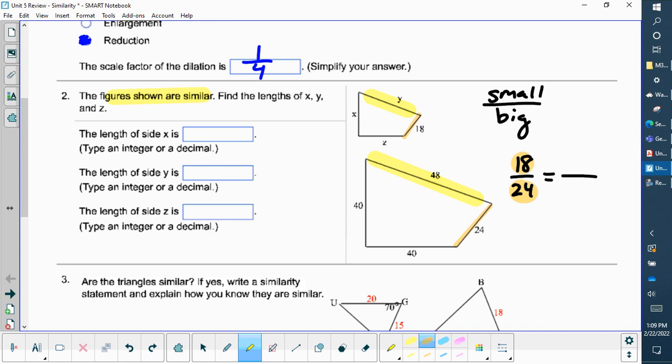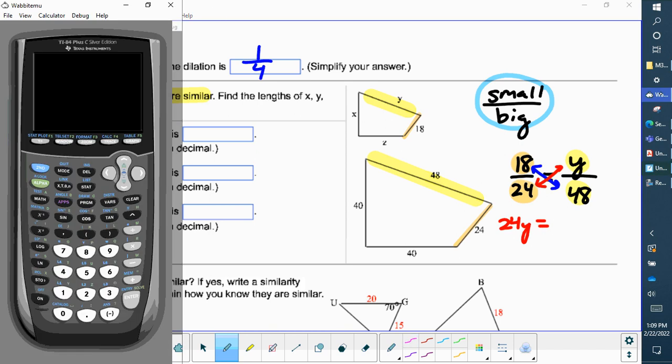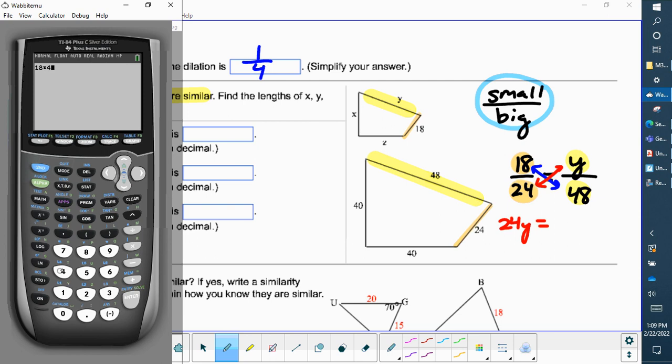I can always set up a proportion. Since I chose small over big, I've got to stick with it. If I'm going to do the yellow sides, the sides that match up, I would do small over big. The way we solve proportions is we cross multiply. This times this equals that times that. So I get 24y equals 18 times 48. That's kind of a big number, so let me use my calculator. 18 times 48 is 864.